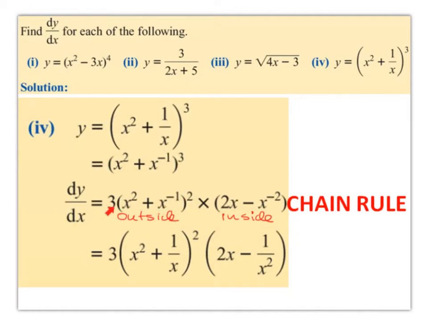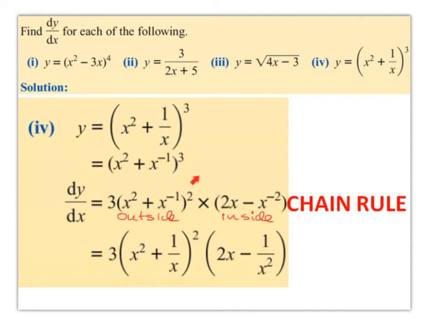So we brought the 3 down in front, we reduced the power by 1, 3 minus 1 is 2. We kept the inside the same. So here we've differentiated the outside. Next we multiply that by the derivative of the inside. The derivative of x squared is 2x. The derivative of x to the power minus 1 is minus x to the power minus 2. So we bring the minus 1 down in front, or just the minus, and minus 1 is minus 2.